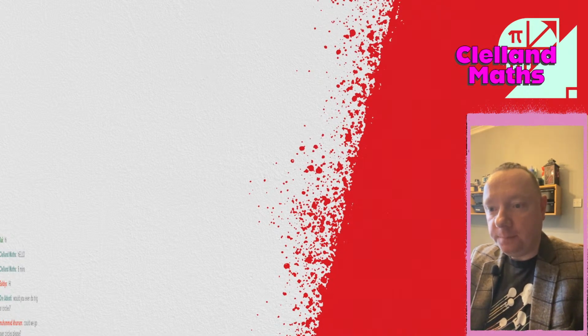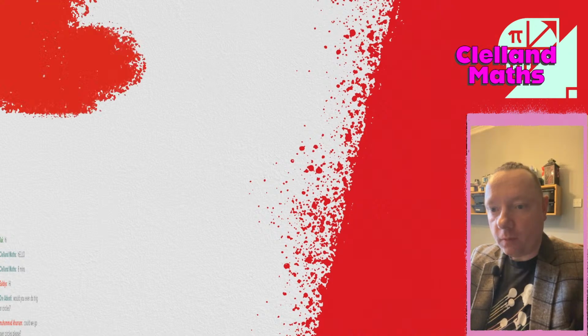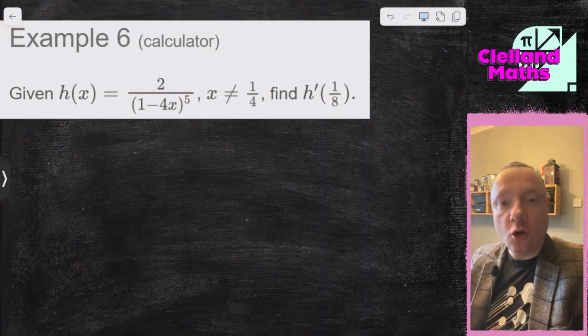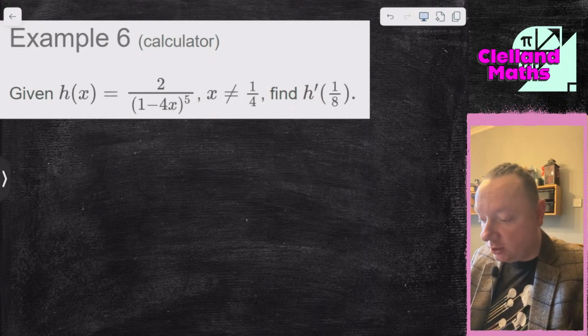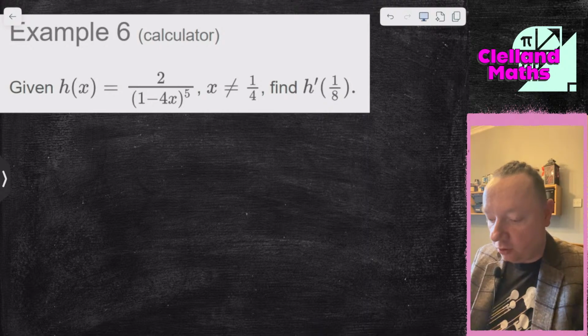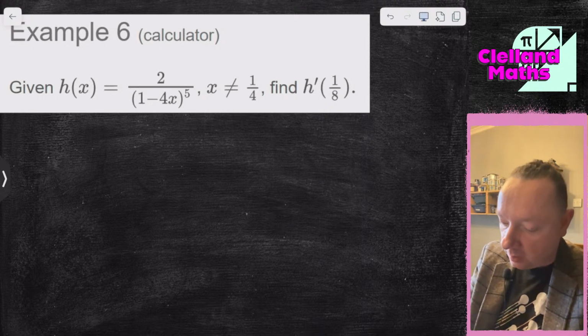Okay, let's go into it. So, example 6. These are taken from maths.scot, by the way, an excellent maths website. So if you want to check there for revision, it's a good place to look. All three, of course. h of x is 2 over 1 minus 4x to the 5. So this is a chain rule because I've got something in brackets to a power. Get it ready first.